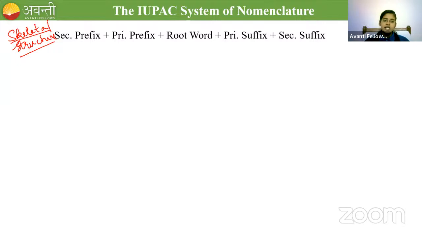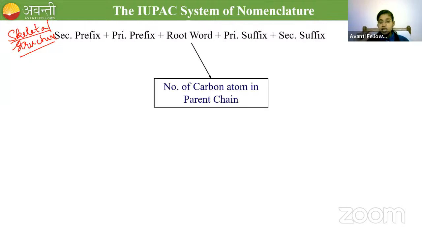So let me start with the root word. What does the root word indicate? It indicates the number of carbon atoms in the parent chain. I will come to the root words later in the next slides. First, let me explain each and every term in the skeletal structure. So root word means the number of carbon atoms in the parent chain, the longest chain.